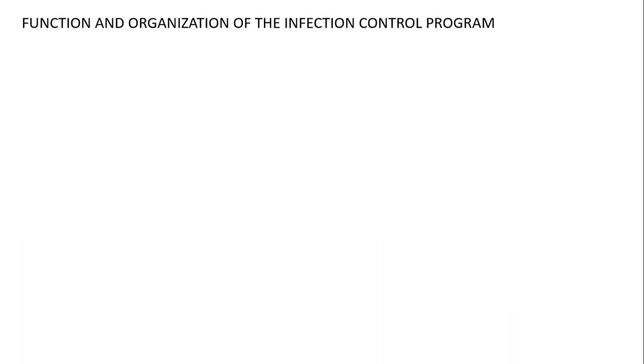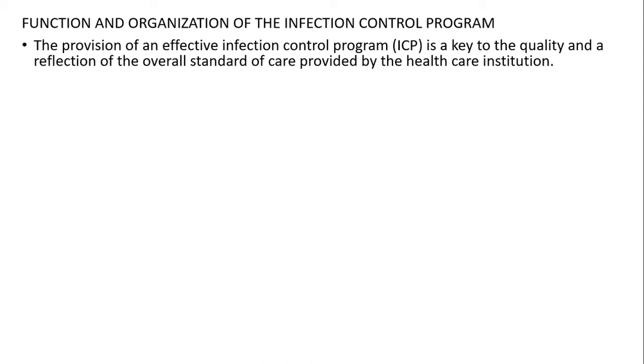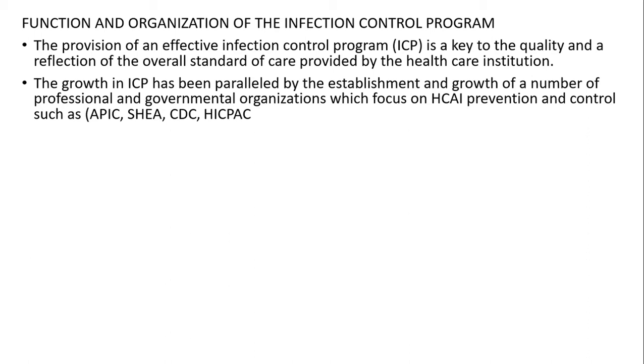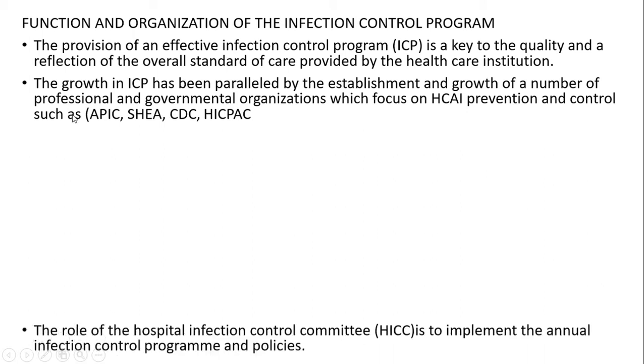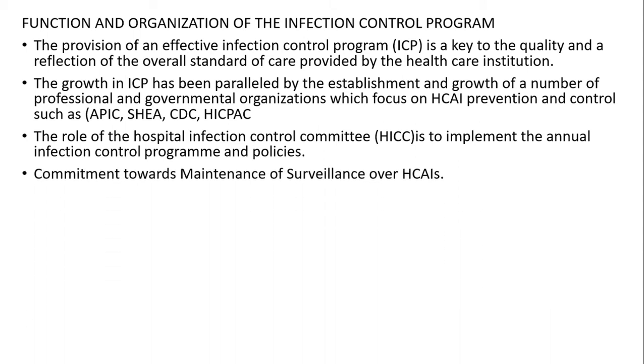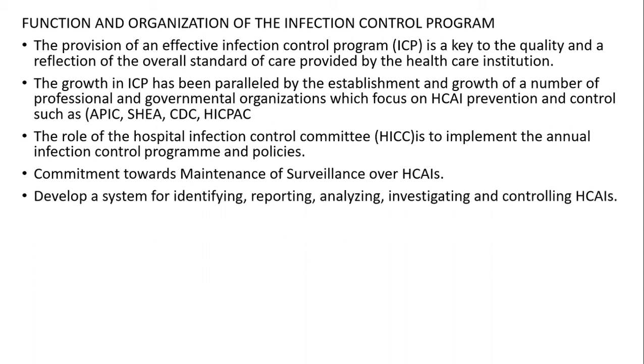Function and organization of the infection control program. Provision of an effective infection control program is the key to quality and a reflection of the overall standard of care provided by the healthcare institution. Growth of the ICP has been paralleled by the establishment of a number of professional and governmental organizations focused on hospital infection prevention and control. The role of the Hospital Infection Control Committee is to implement the annual infection control program and its policy, with commitment towards maintaining surveillance over the hospital infection control program.